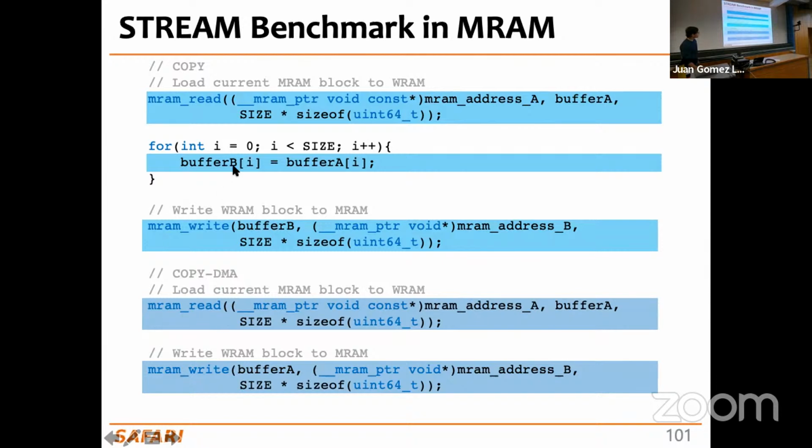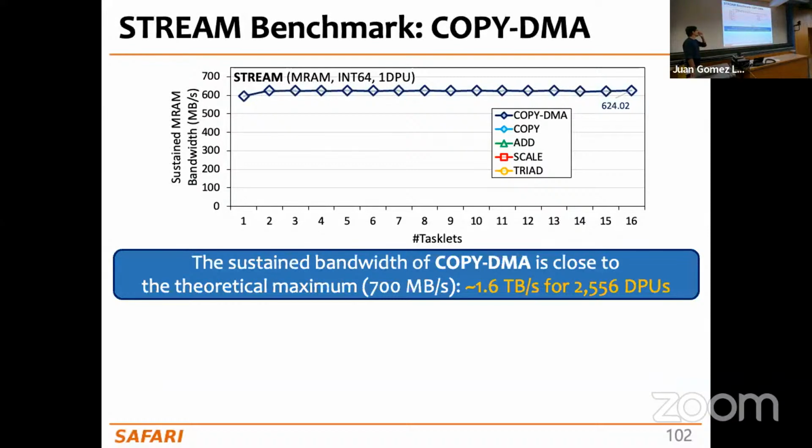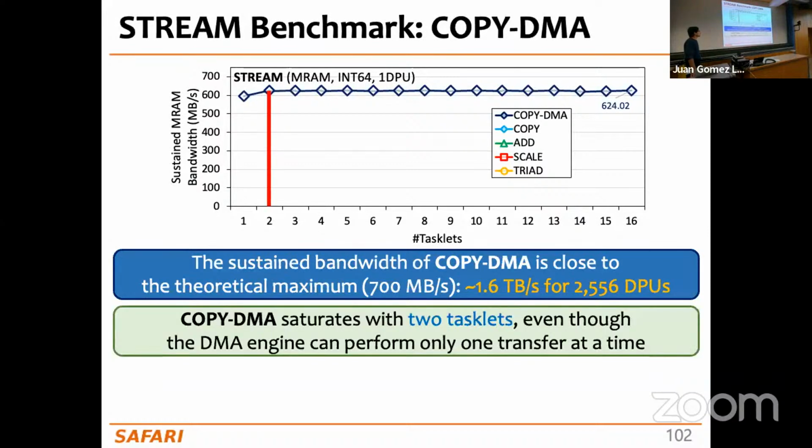The other version saves this inner loop here. It's just reading one chunk, writing the chunk back, right? So there is no access to the WRAM other than the access needed for the MRAM read and the MRAM write. And they perform differently. They have different behavior in terms of bandwidth. The first one that we analyze here is copy DMA. So this is only MRAM read, MRAM write, right? And you can see something interesting here: the bandwidth saturates at 2 tasklets.